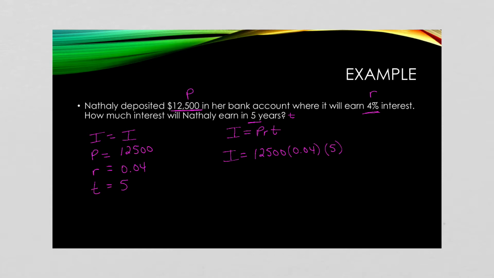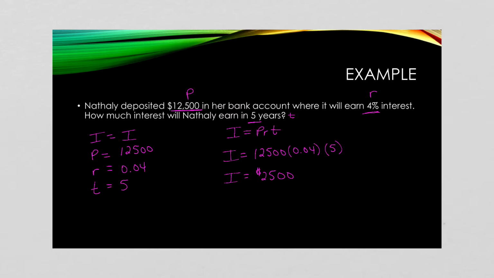So now just on my calculator, I'm going to type in 12,500 times 0.04 times 5. And I get that the interest is $2,500. And that number makes sense. Now, if you were to use 4 for 4% rather than turning that into a decimal, you would get an answer of $250,000.